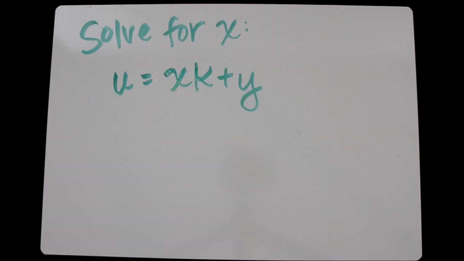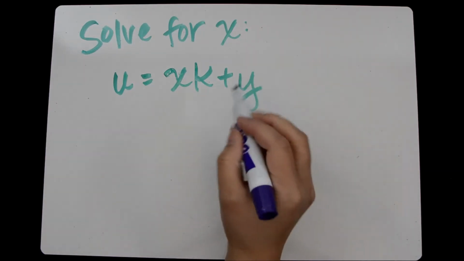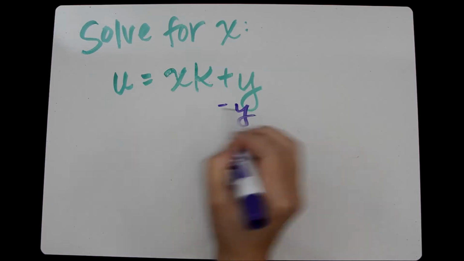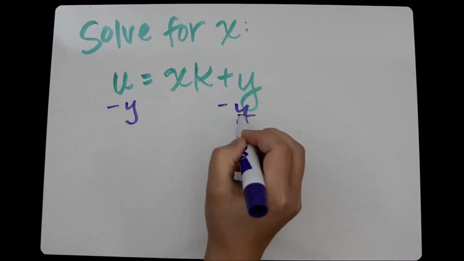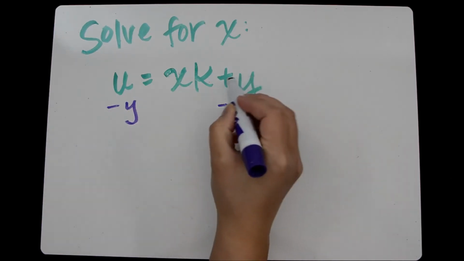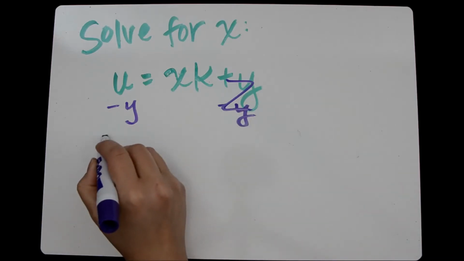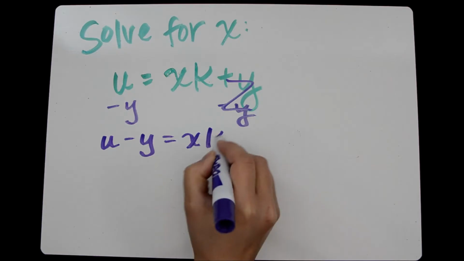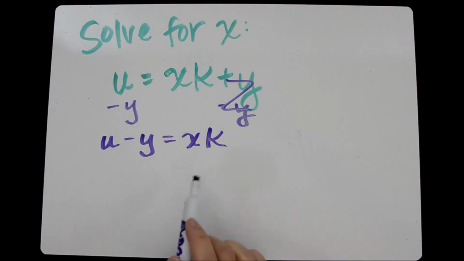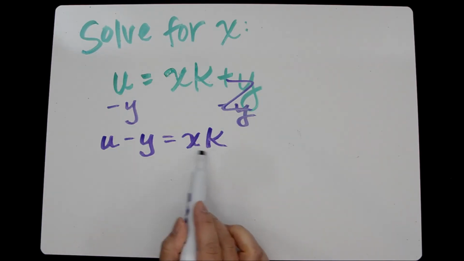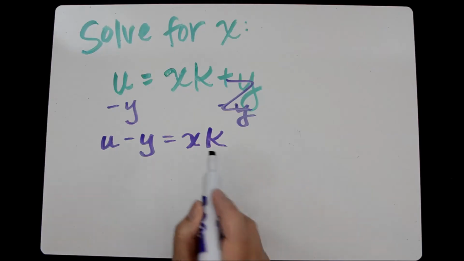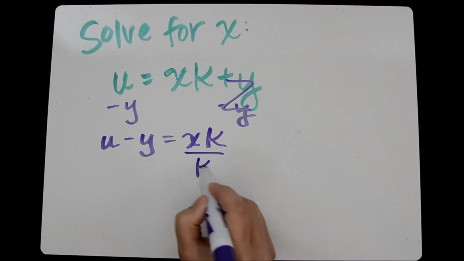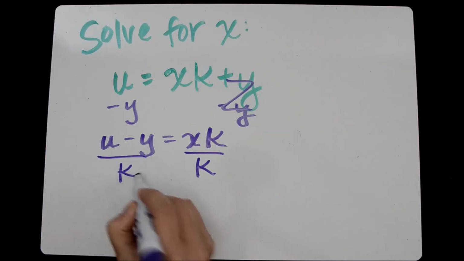So here they're asking us to solve for x, which means we need to get x by itself. So the first thing we're going to do is undo the addition by subtracting. So we're going to subtract y from both sides of our equation. Here it zeroes out, and on this side we're left with u minus y is equal to xk. And then to get x by itself, we have to undo the multiplication to k, so we're going to undo the multiplication by dividing both sides by k.